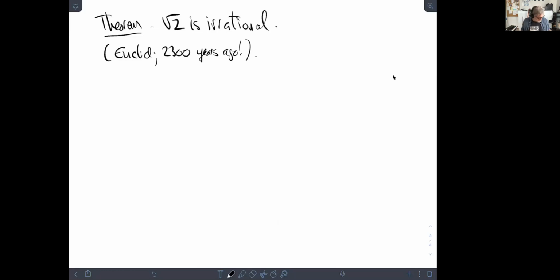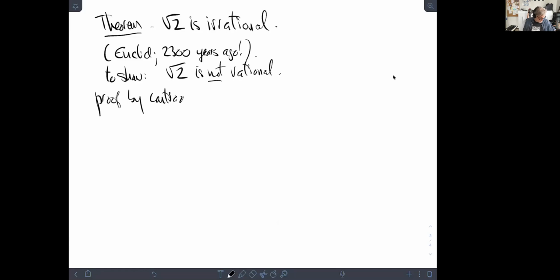Okay. So here we go. How do you show that root 2 is irrational? What does it mean? You want to show that root 2 is not rational. A rational number is a ratio of two integers, p divided by q, where q is non-zero. So we're going to do this by contradiction. This is a proof by contradiction.